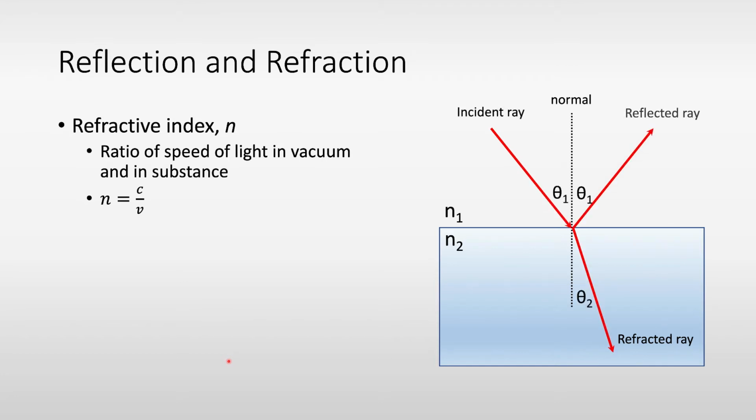So we would expect to see a ray diagram that looks like this, where the incident ray strikes the boundary at a particular angle θ1 to the normal at the surface. It is reflected at the same angle on the other side of the normal, while part of it will be refracted moving into the other material.